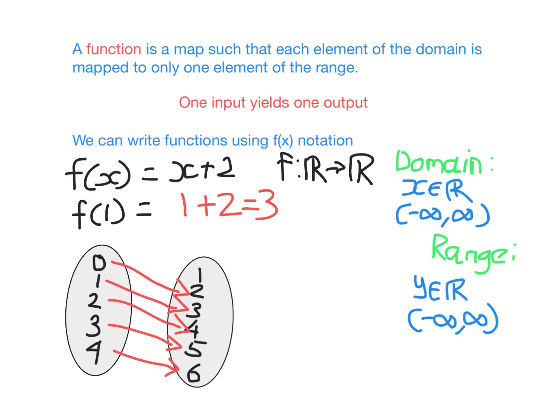This makes sense. If you have a rule like this, you can input any number you like, but also for the range, any number is a possible output. If I give you a number like 5, you'll always be able to solve the equation 5 = x + 2. All right, let's now look at the vertical line test.